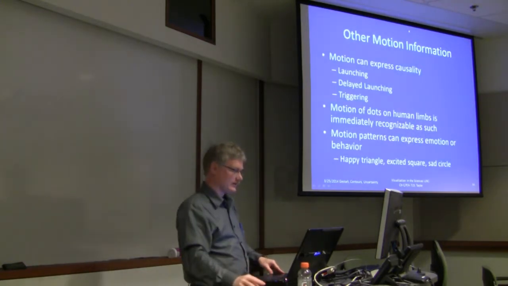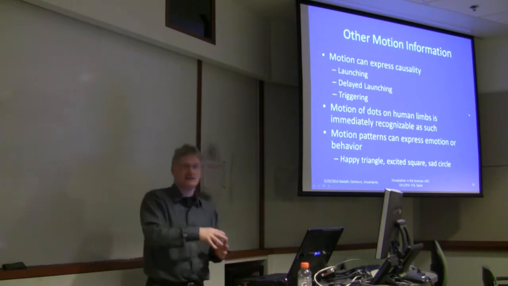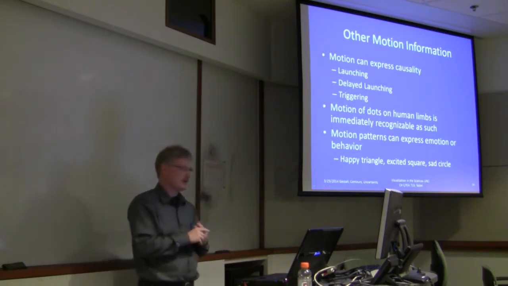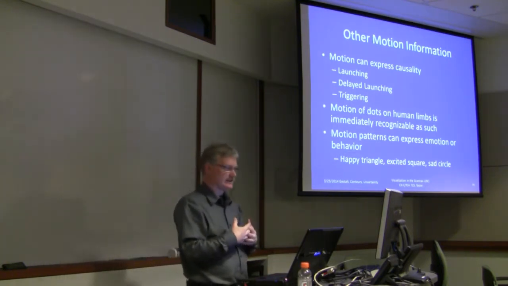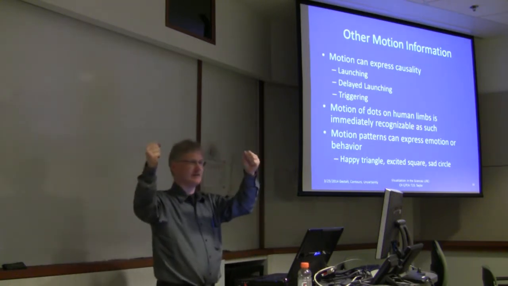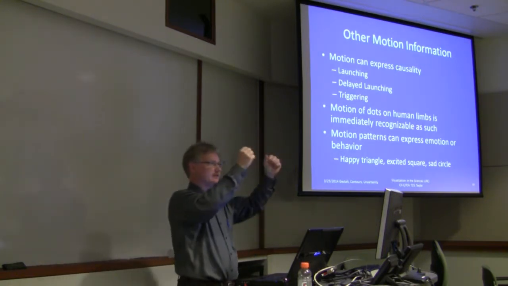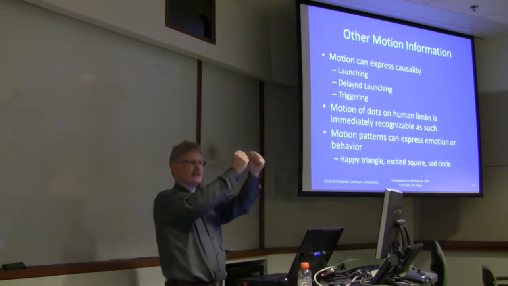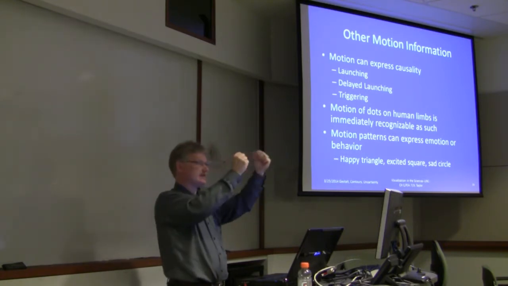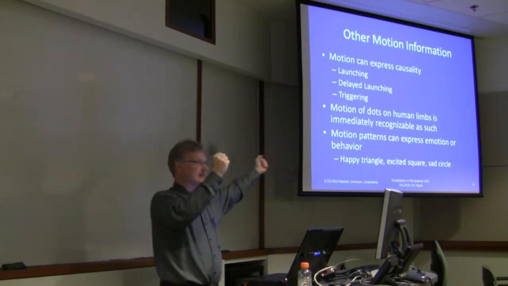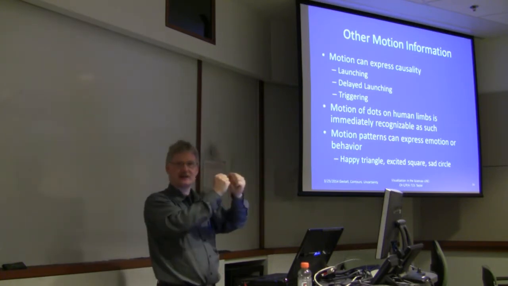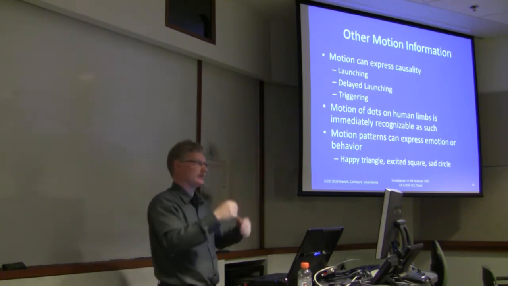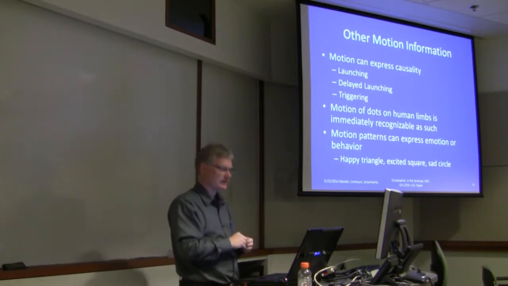Not too fast, not too slow, just right. So motion can also basically express causality. If you have one thing come up, hit another, and the other one moves, you perceive this as launching, right? If it hits and a little while later it goes, you still perceive that as launching. If it hits and it goes 10 times as fast, it's like triggering, right? This triggered the catapult to shoot the thing, or the mouse triggered the mousetrap.